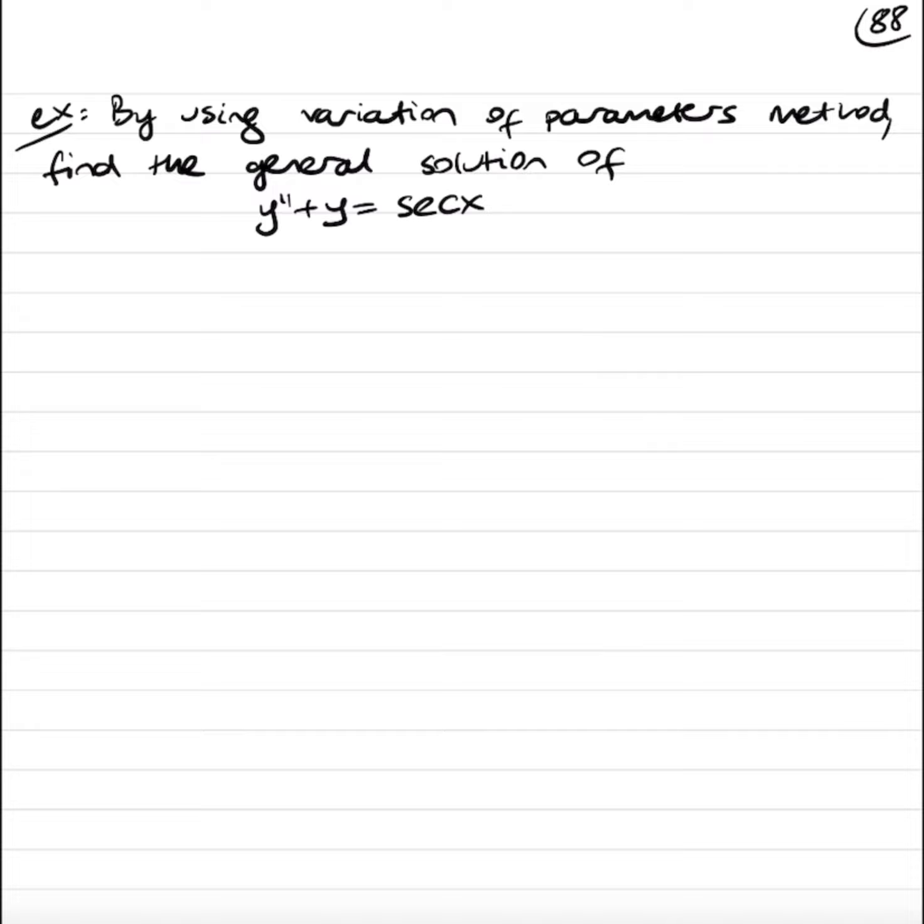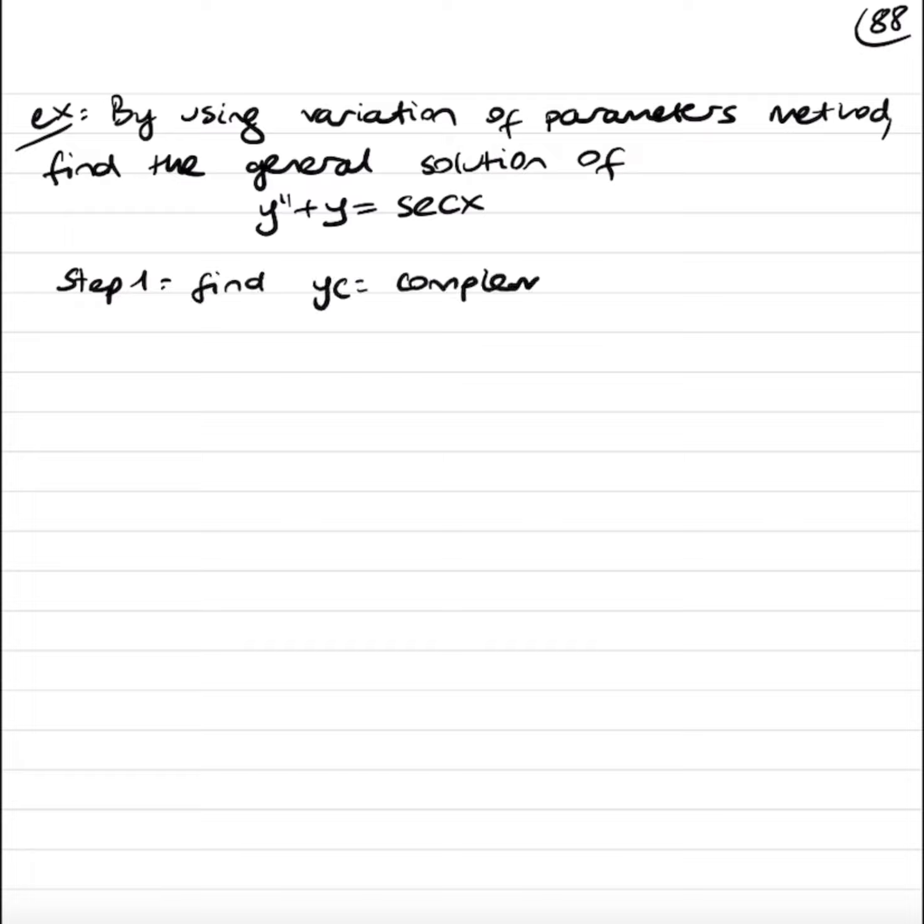Okay, we continue to solve examples for the method of variation of parameters. We will now solve this differential equation. We will find the general solution of y double prime plus y is equal to secant x using the method of variation of parameters. So if you recall, in step 1 we always find the complementary solution.